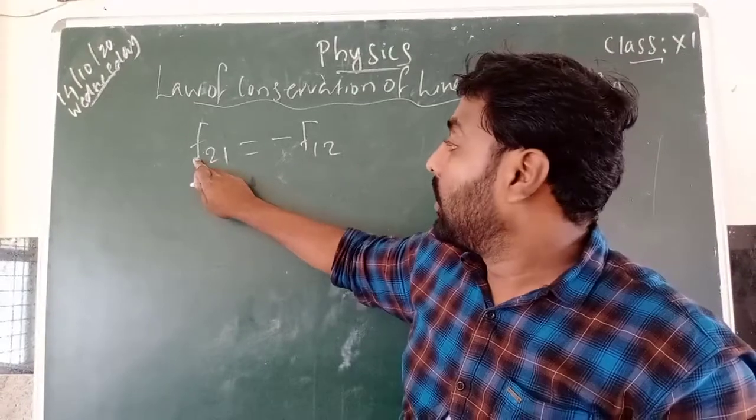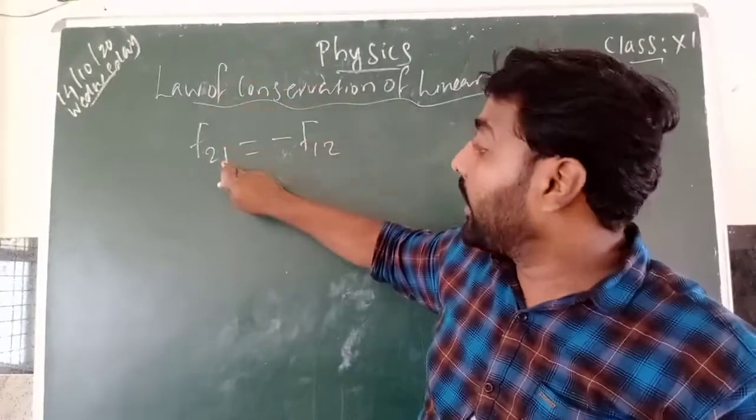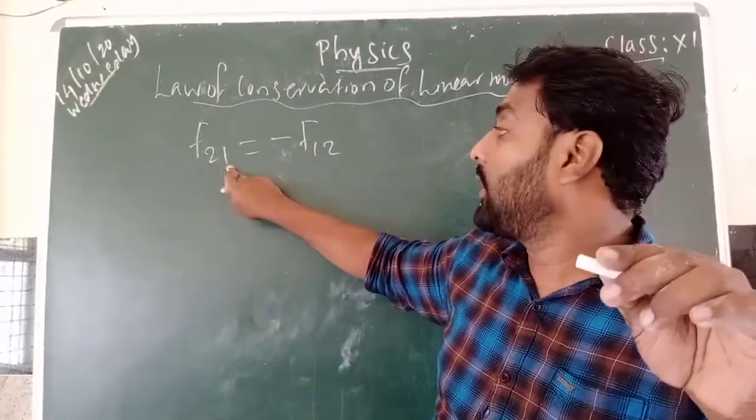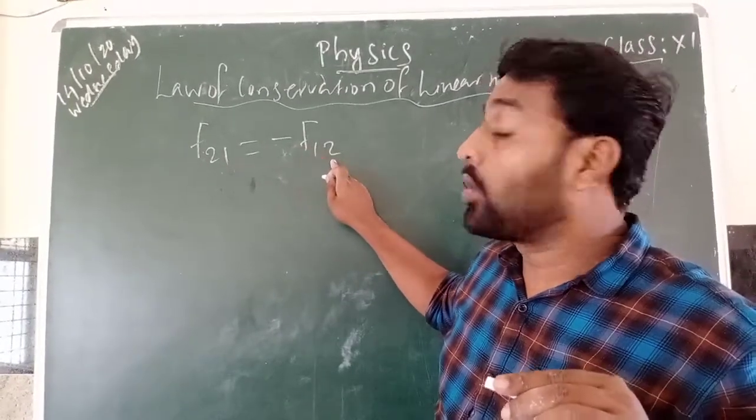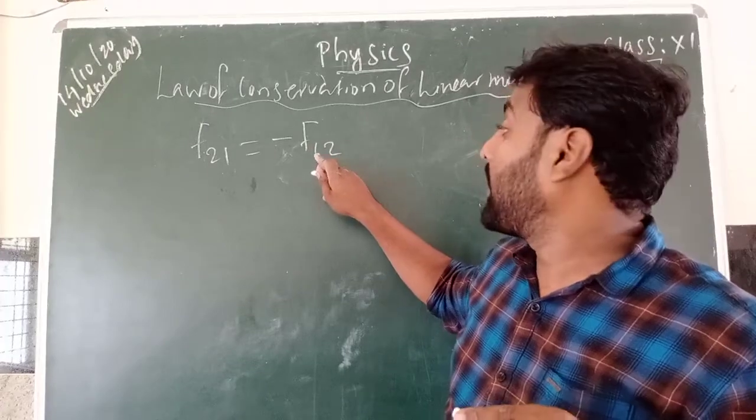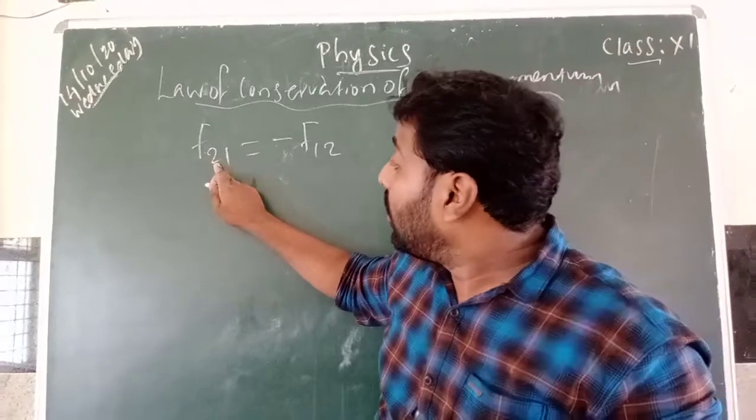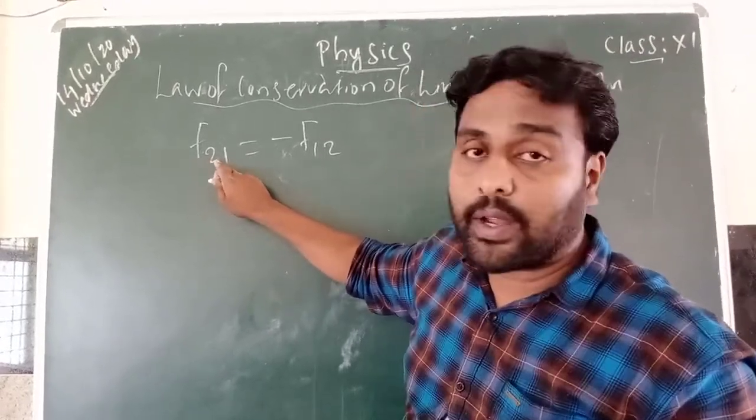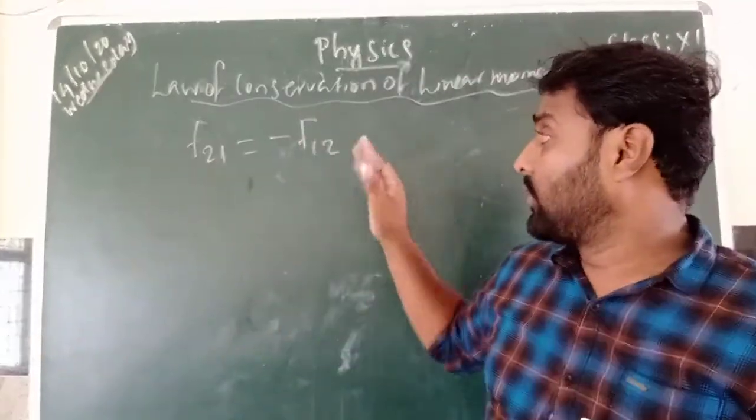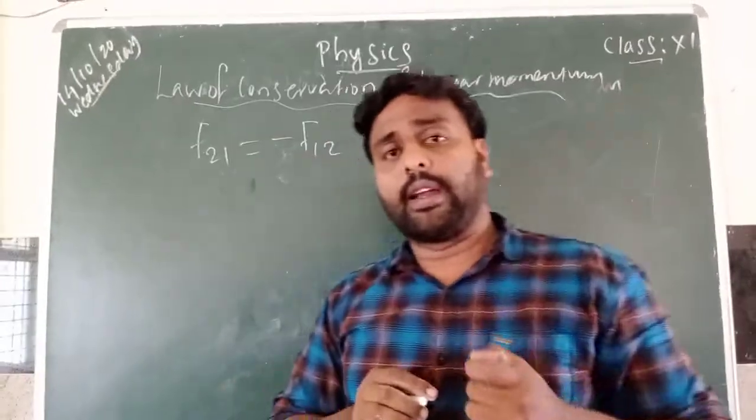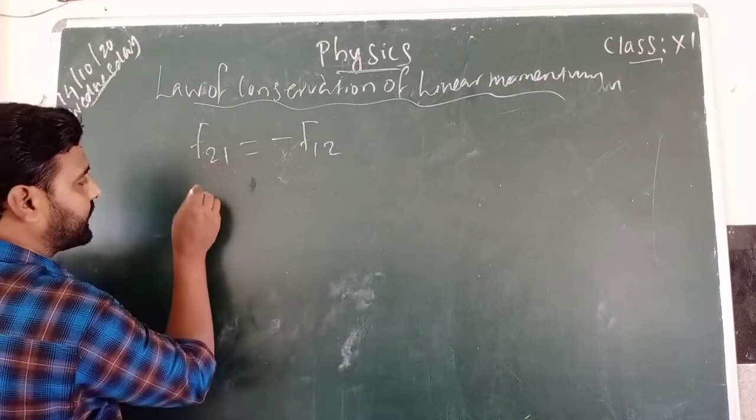This means the force exerted by the second one on object 1, on particle 1. F12 means the force exerted by particle 1 on particle 2, and F21 is the force exerted by particle 2 on particle 1. So F21 is equal to minus F12. We can write this in terms of Newton's second law, in terms of momentum.